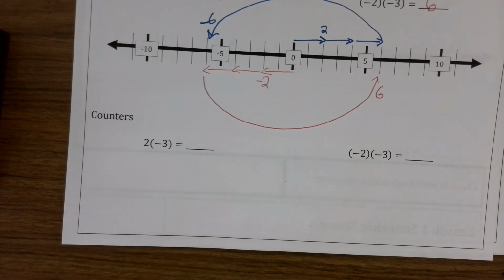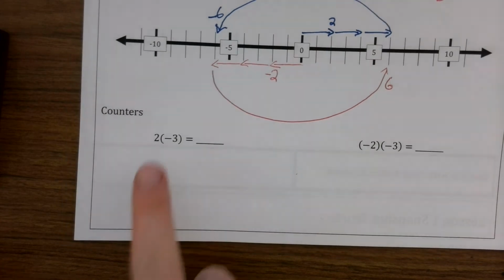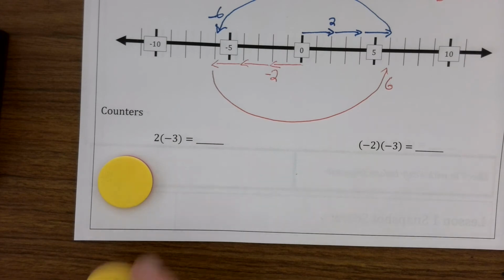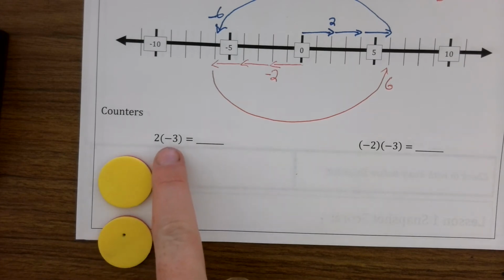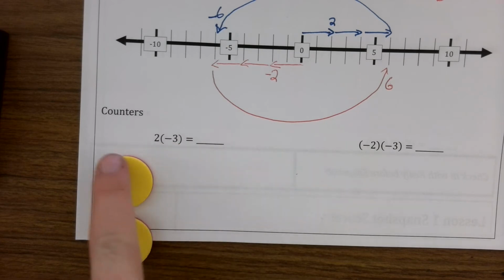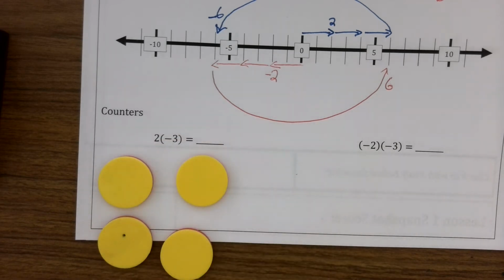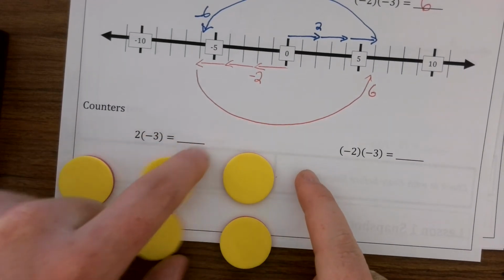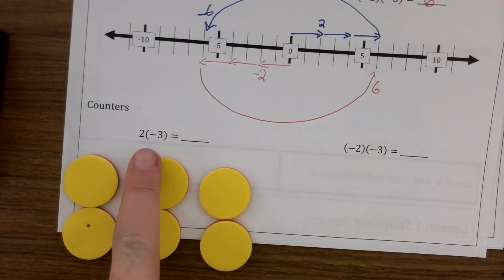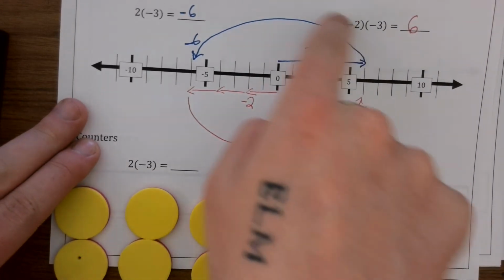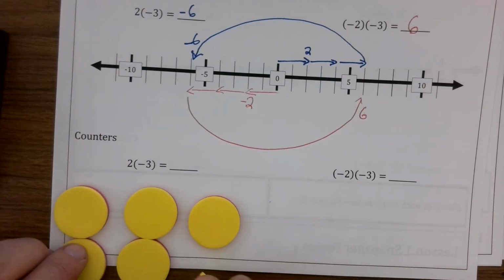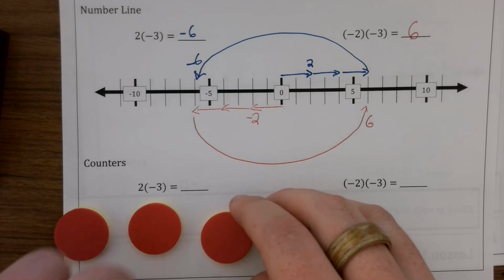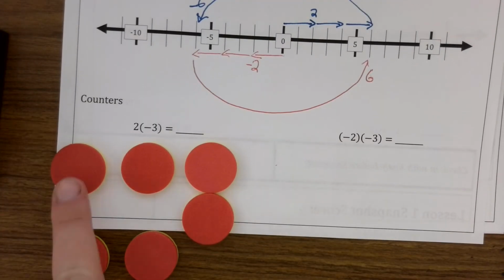Okay, we're going to look at this with some counters. Here I have positive 2 times negative 3. So I'm going to start with 2 positive counters. I'm going to ignore the negative for a moment. I'm multiplying 2 times 3, so here's 1 set of 2, 2 sets of 2, 3 sets of 2. So there's 2 times 1, 2, 3. But this negative tells us to flip. Just like we flipped our answer over on the number line, we're going to flip our counters over. And now we have negative 1, 2, 3, 4, 5, 6.